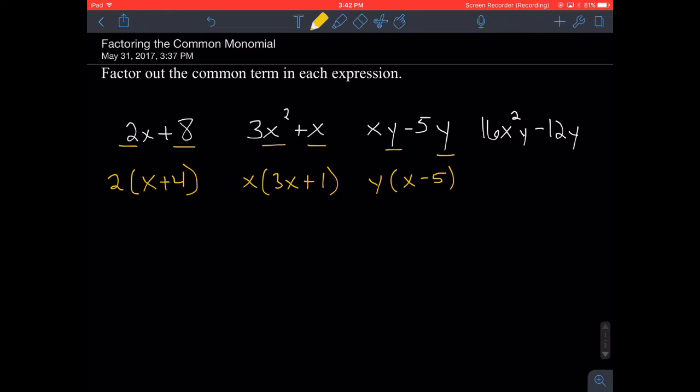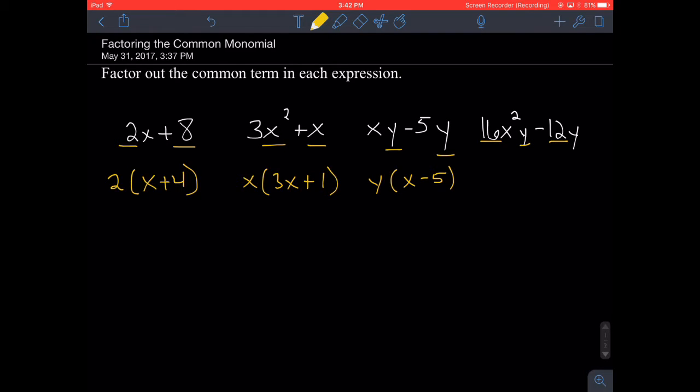Our last example combines everything that we've done so far. But don't worry, we're still going to take it one step at a time, starting with the numbers. In this expression, we have a 16 and a 12. Notice how I don't really care too much about the other variables yet. We're going to keep those separate in our minds. I know that the GCF of 16 and 12 is 4.